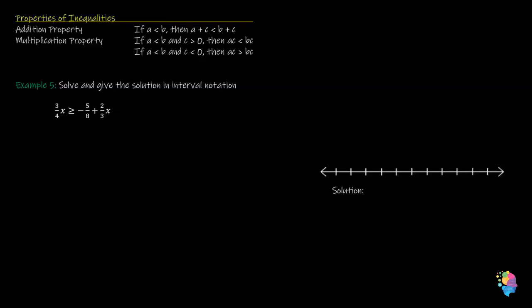So then the denominators here are 4, 8, and 3. So I'm going to multiply every single one of these terms by 4, 8, and 3, and then again 4, 8, and 3.